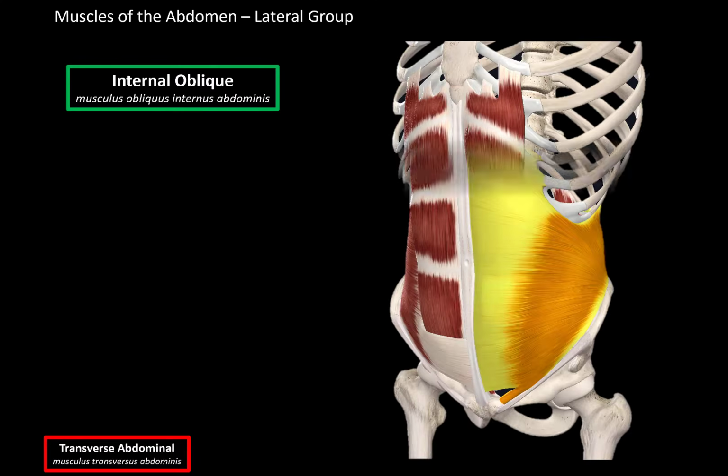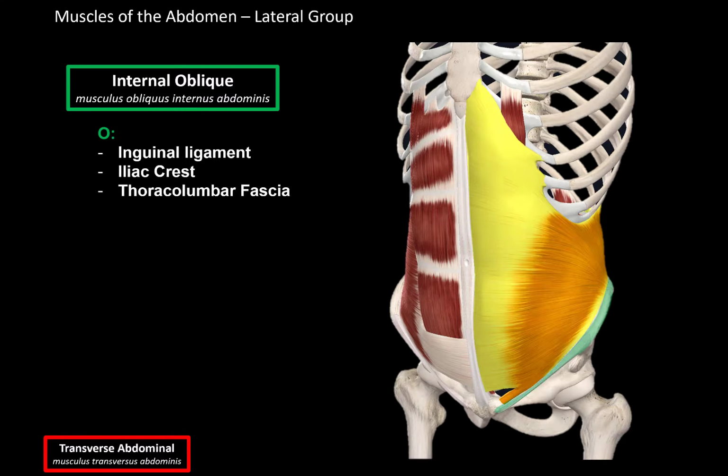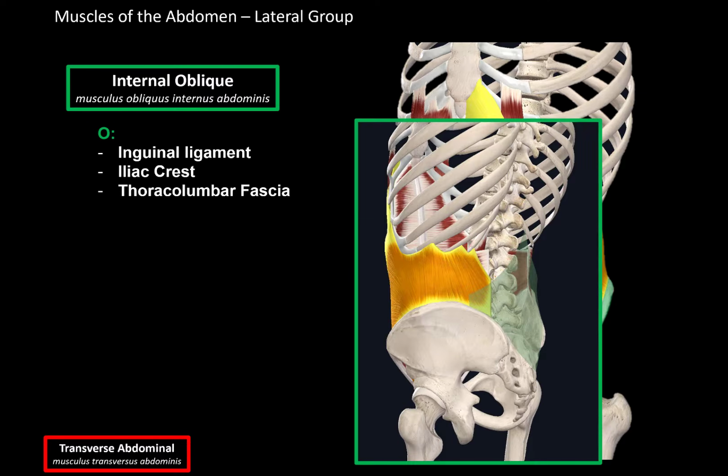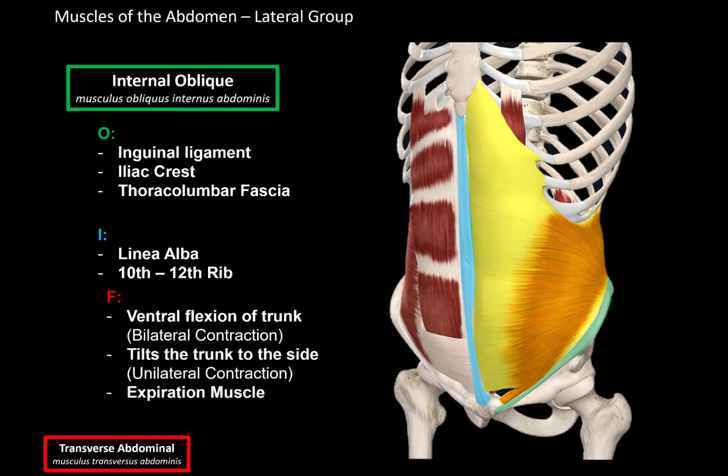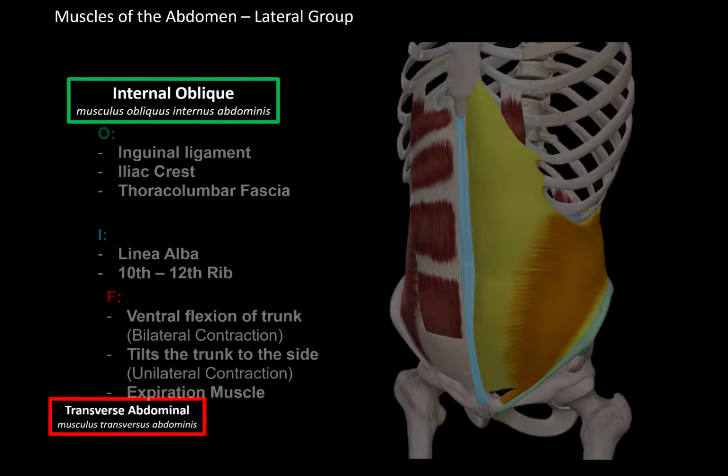Then we have the internal oblique muscle, which is here. It originates from the inguinal ligaments and the iliac crest, as well as from the thoracolumbar fascia. And then it inserts at the 10th to 12th rib, as you see here, as well as the linea alba. Its function is ventral flexion of the trunk if both sides contract, or tilting the trunk to the side if only one side contracts. It also adjusts the intra-abdominal pressure and aids with expiration by pushing your diaphragm upwards.